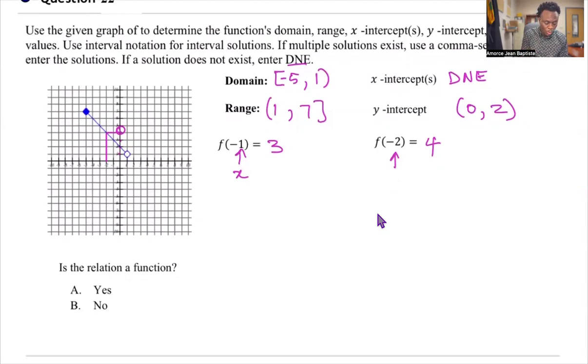And then is it a function? It passes the VLT, vertical line test. So yes, it's a function.